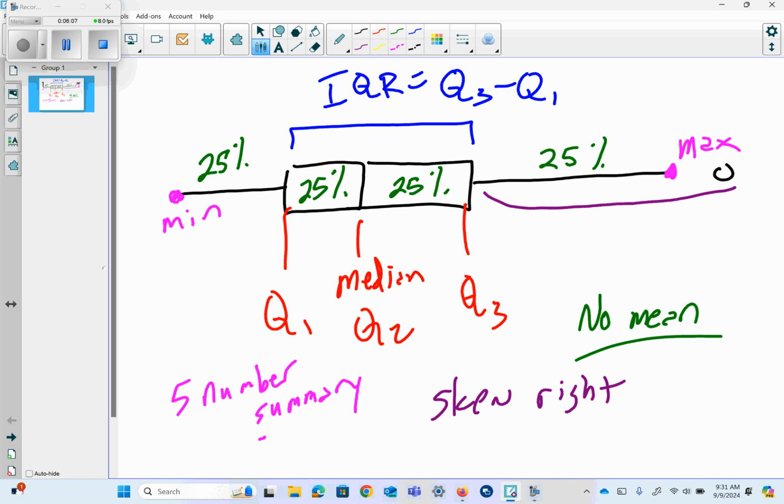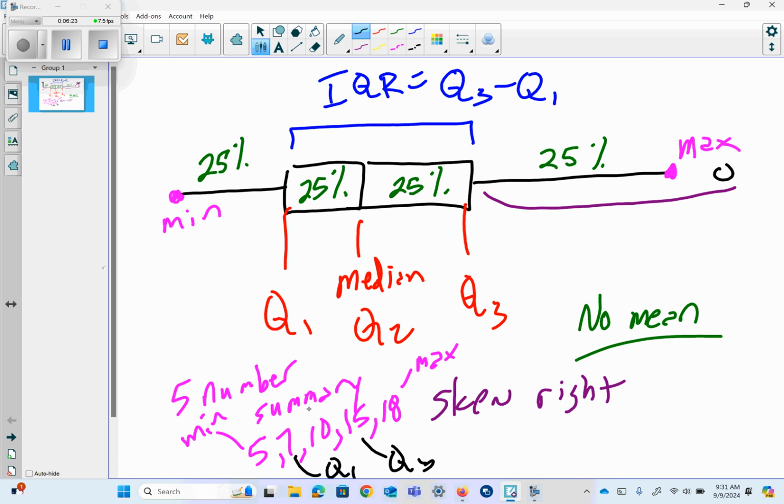So if they gave you numbers like 5, 7, 10, 15, and 18, this is your min. This is your max. And then this is Q1, Q3, median. And again, the median sometimes might be called Q2. Okay? So your 5-number summary only gives you a basic look at your data, what it would look like if you were to have a box and whiskers. It tells you nothing about your data. It might indicate that you have skewness right, left, or even normal if the spacing between the numbers is done. But those are the basics of a box plot or box and whiskers plot.